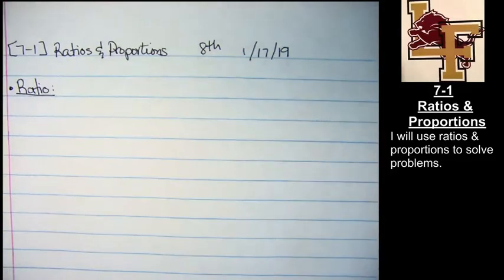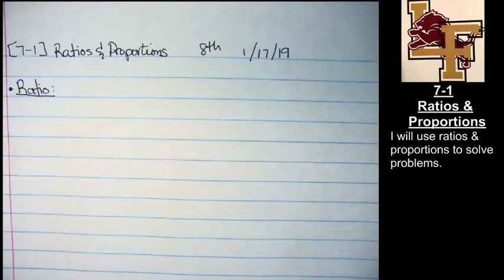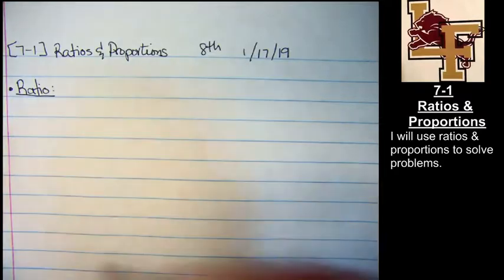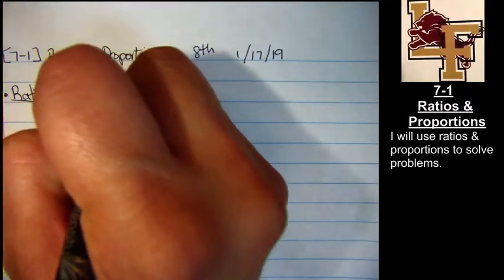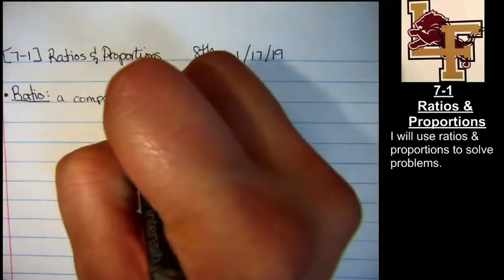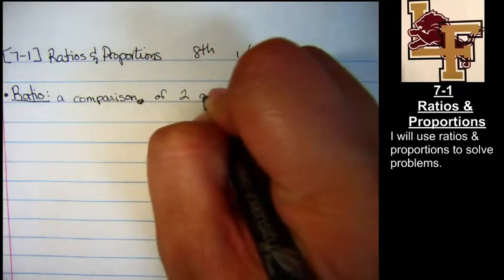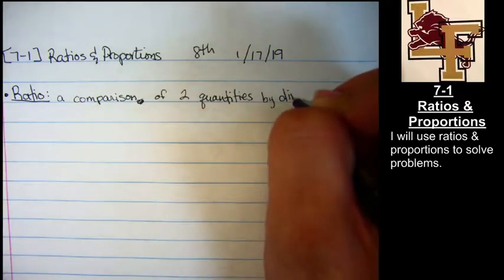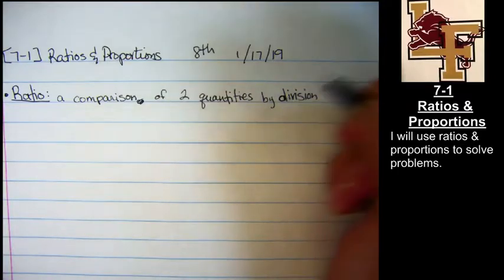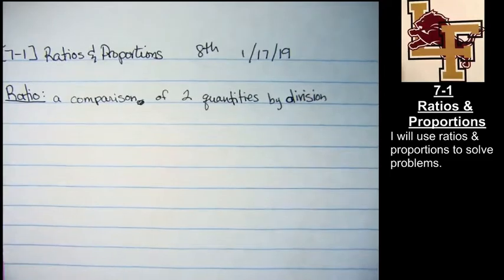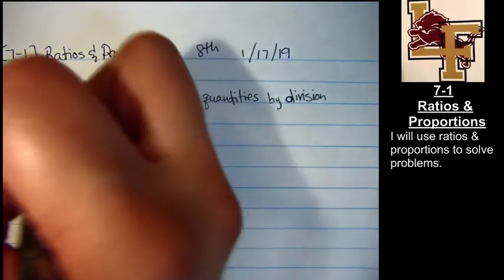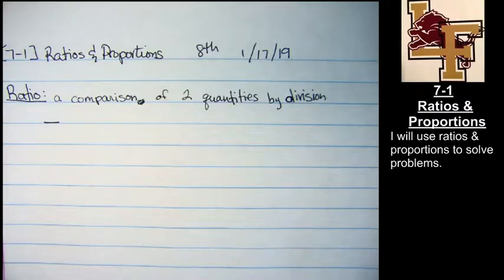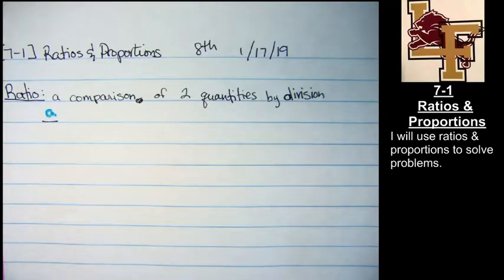So the very first thing we need to do today is define the word ratio. A ratio is simply a comparison of two different quantities. But these quantities are getting compared using division. They look something like this. I have some number A, and then I put a little bar that means divided by. And then I put the other number, which I'll call B.